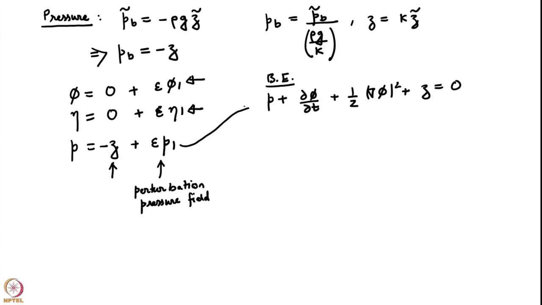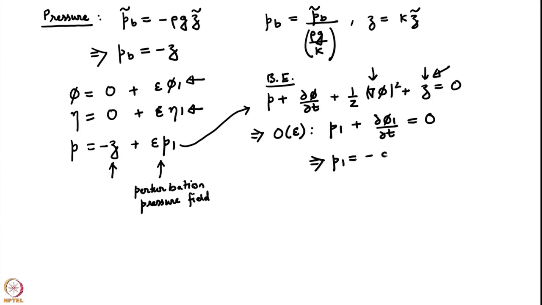This is our Bernoulli equation that we wrote earlier. If I substitute this expansion here, then you can immediately see all the three expansions have to be substituted. Then you can immediately see that the minus z will cancel out the plus z, and so at order epsilon, I will have just p1, and there will be a contribution from del phi by del t. The grad phi square term will contribute only at order epsilon square, it will not contribute at order epsilon as we have seen before, and the z term is cancelled out by the base state contribution. So our perturbation pressure field is just expressed like this, p1 is equal to minus del phi 1 by del t. And so if we know phi 1, we can just differentiate it with respect to time and get p1.